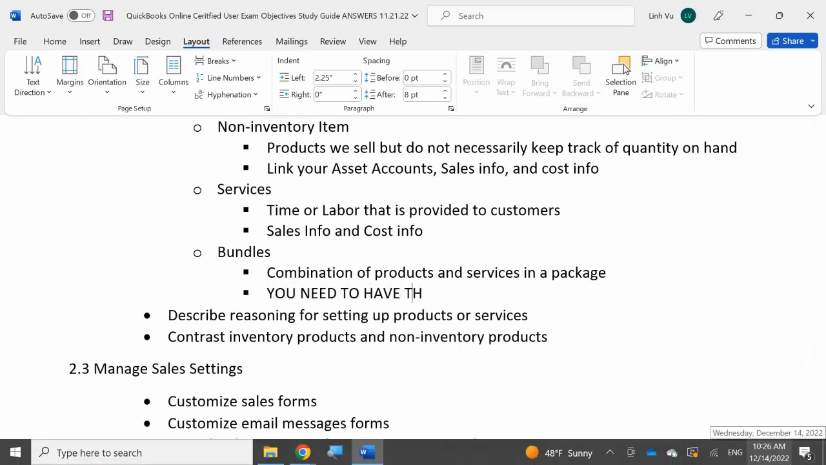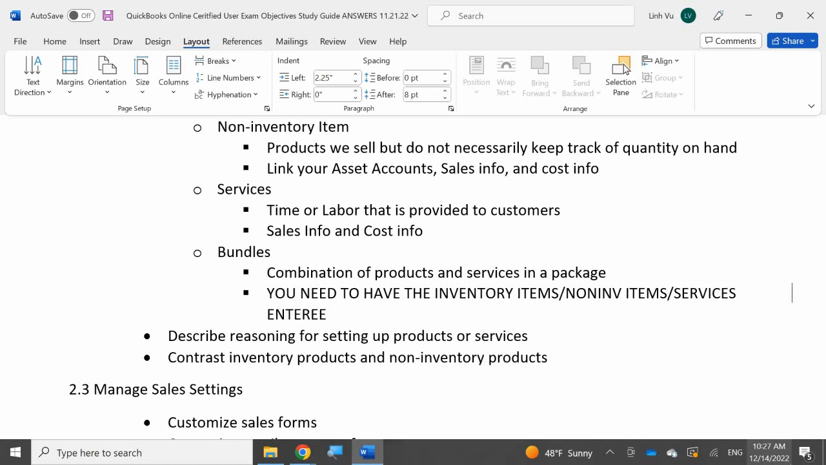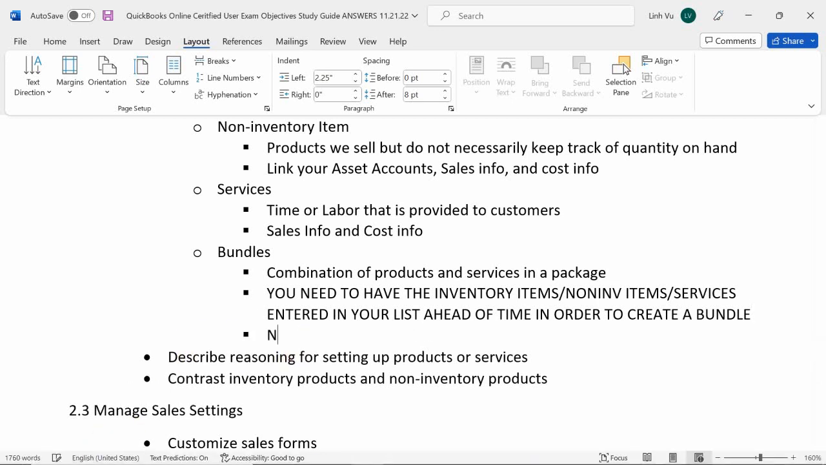You need to have the inventory items, non-inventory items, and services entered in your list ahead of time in order to create a bundle, right? If you want to make a bundle package, you have to already have the items in the products and services list before you can even create a bundle. And here's something that's also unique: you do not set any sales price on the bundle.